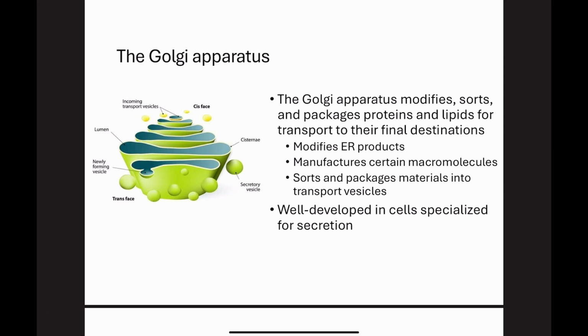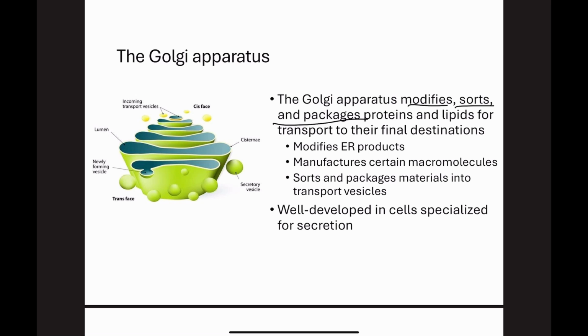So the Golgi apparatus has a lot of functions. So basically, those transport vesicles that budded off of our endoplasmic reticulum are going to deliver proteins and lipids to the Golgi apparatus for further processing. And once those vesicles are inside of the Golgi apparatus, the vesicular contents are going to be modified, sorted, and packaged for transport to their final destination.